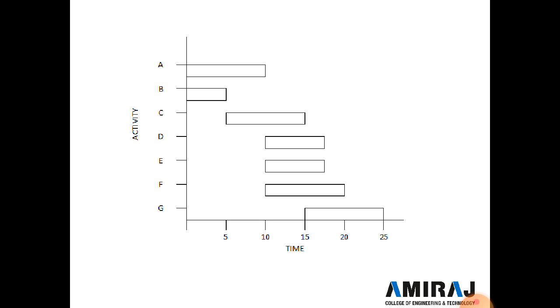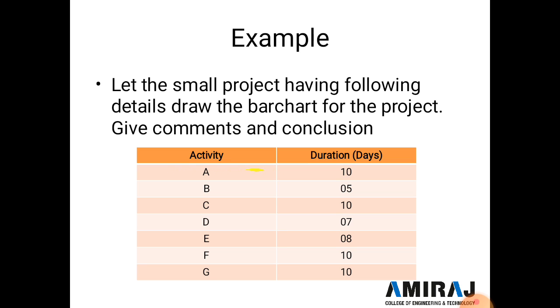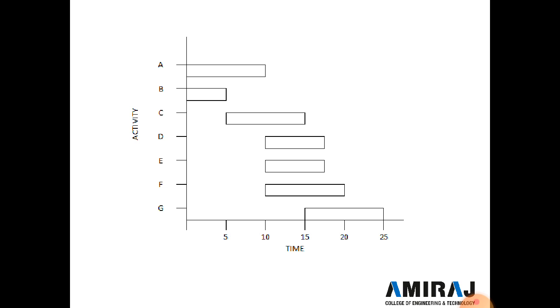Here two axes are drawn, x and y axis. On the x axis we mark the time, and on the y axis the activities are written. We write A, B, C, D, E, F, G in sequence. From the table, activity A is completed within 10 days. So activity A starts from 0 and completes at 10 days; 10 days time is already marked. Here we draw one bar for activity A.